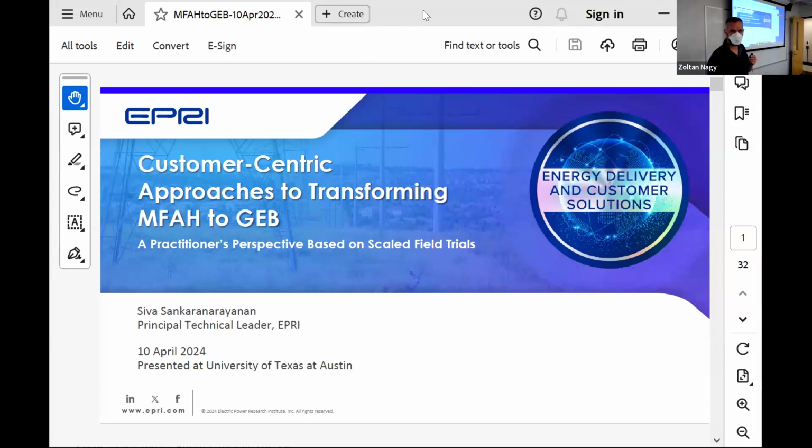Siva comes to us from EPRI, and Siva will talk a lot about how we can approach multifamily buildings, especially how we transform them into grid interactive buildings. Siva comes to us from EPRI, Electric Power Research Institute, where he's been managing a lot of R&D projects and knows a lot of cool stuff.